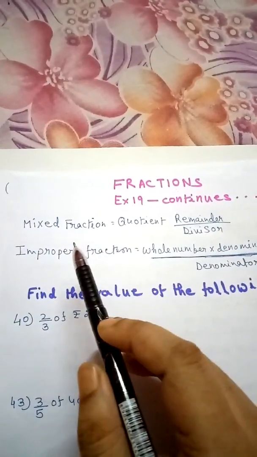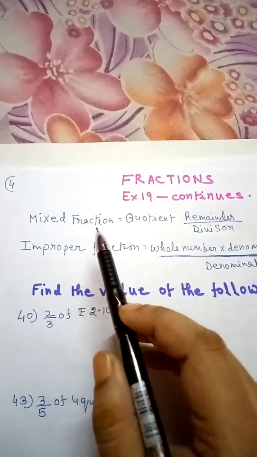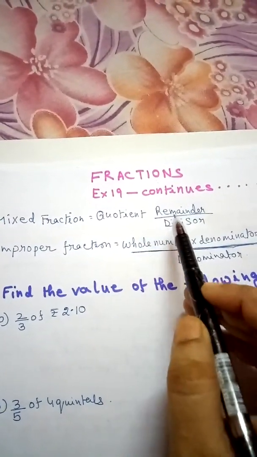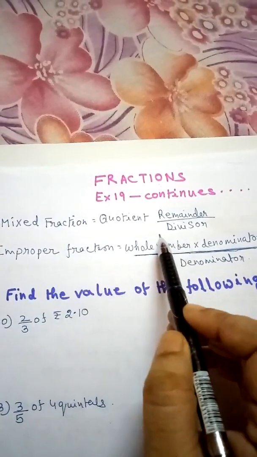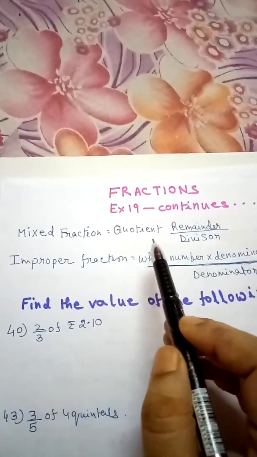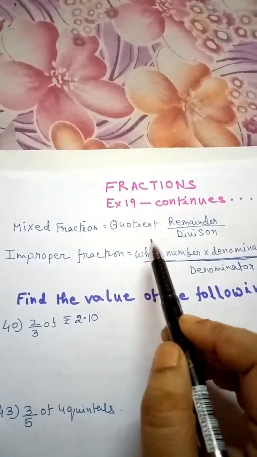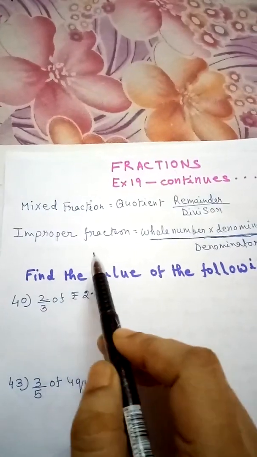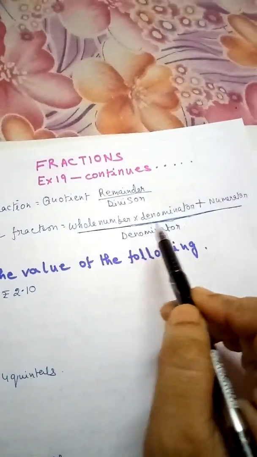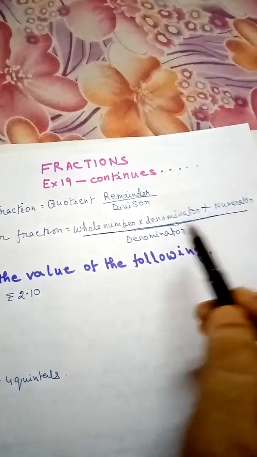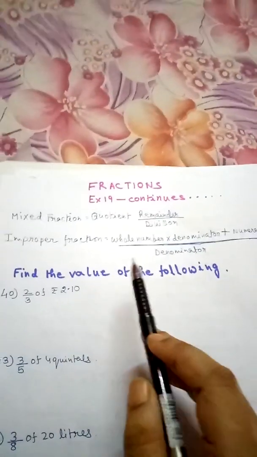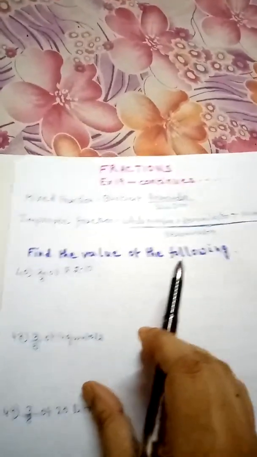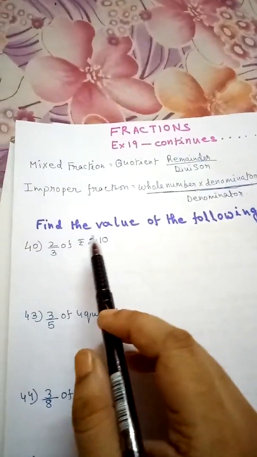Now there is one formula: mixed fraction equals quotient, remainder by divisor. You have to learn or mug it up for filling the blank purposes for objectives. Similarly, this one also: improper equals whole number into denominator plus numerator by denominator. These two you have to prepare for objectives. Now let us continue with the exercise.